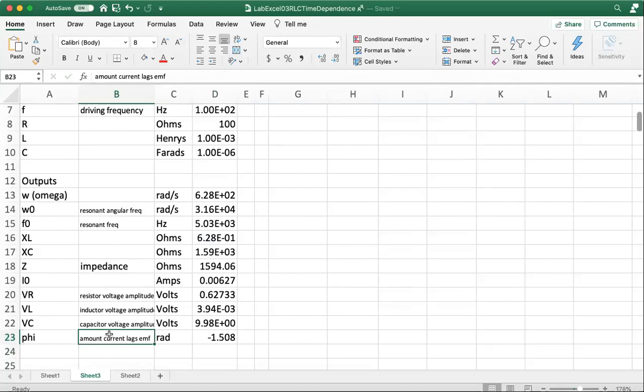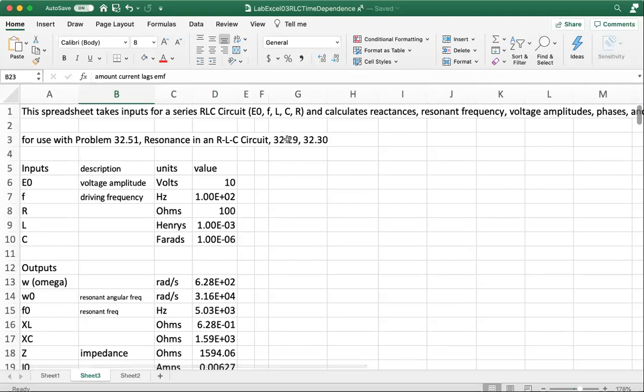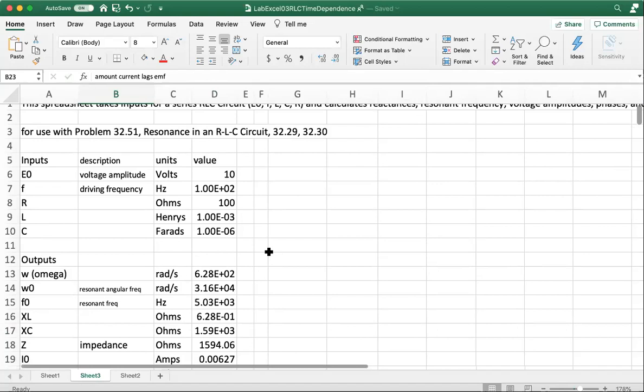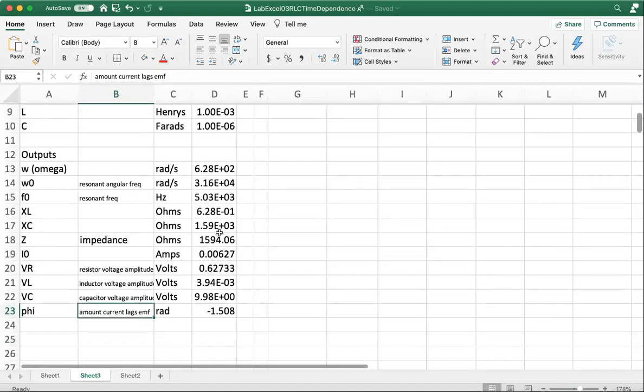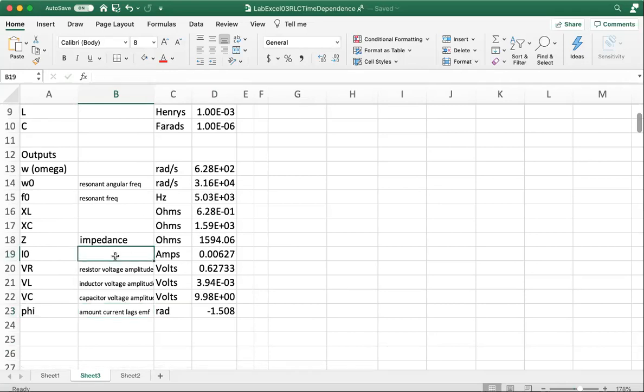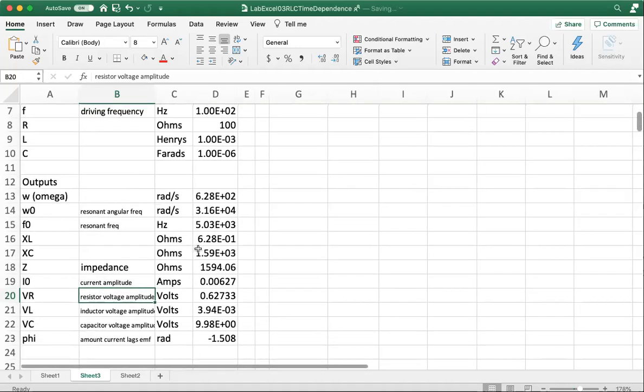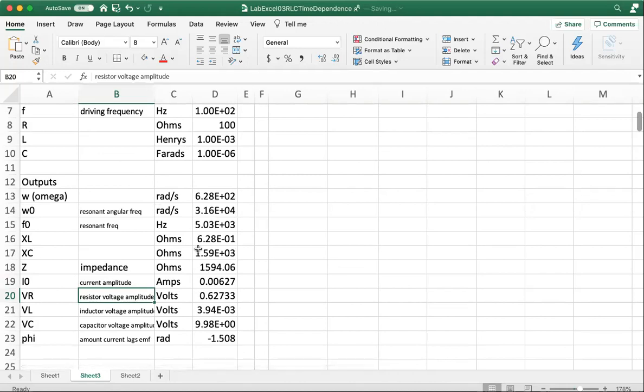All right, so that's it. You can now do some of these problems, maybe most of them, right here. All you need to do is change the values of the inputs, and it should recalculate any of these quantities you need. Current amplitude. Okay.